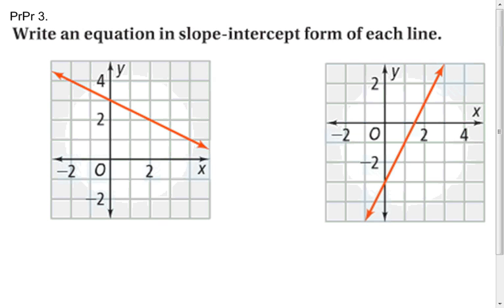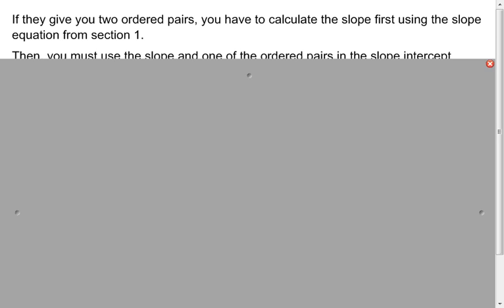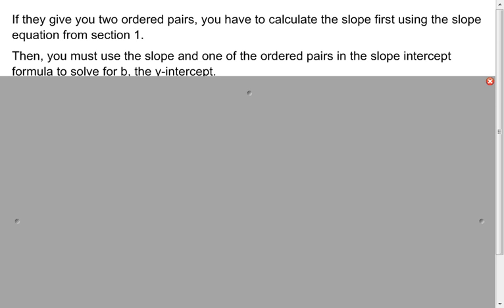A couple of practice problems for you, same type of idea. If they give you two ordered pairs, you have to calculate the slope first using the slope equation from Section 1. That was y2 minus y1 over x2 minus x1. There's a couple more steps to this than just that, though.